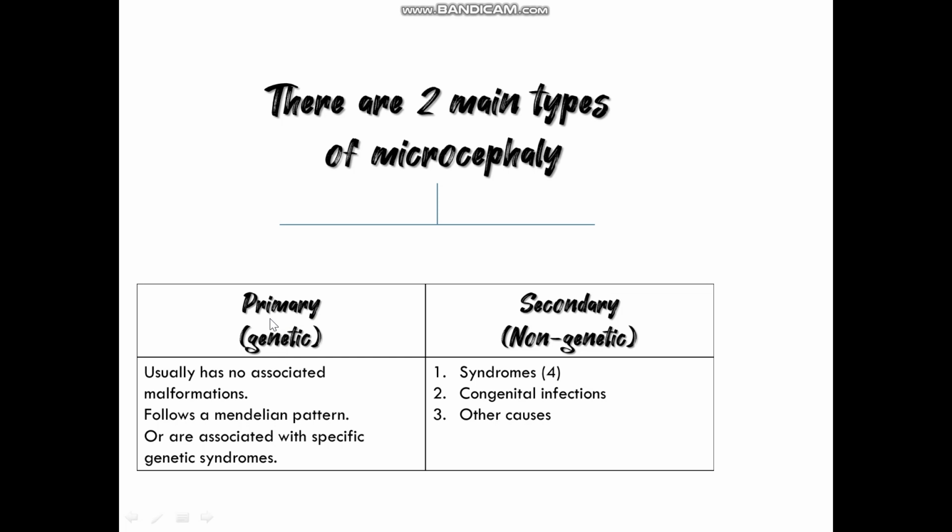The primary type per se has no associated malformations, so it's called primary. It follows a Mendelian pattern and it may be associated with specific genetic syndromes, as we are going to discuss later on. As for the secondary or the non-genetic type, there are several subtypes, which include four famous syndromes, which we are going to discuss later on, some congenital infections, and other causes.